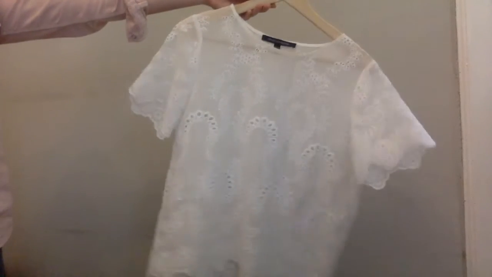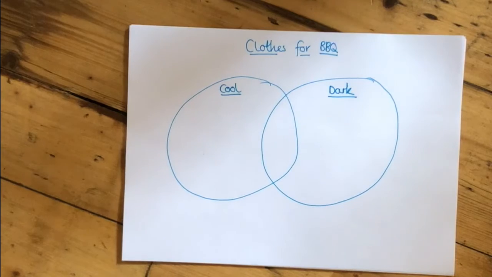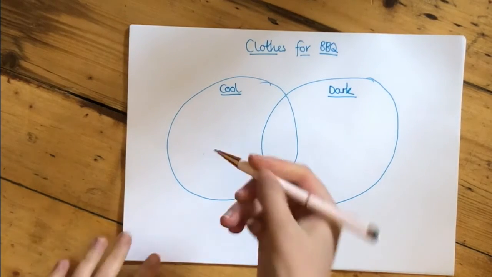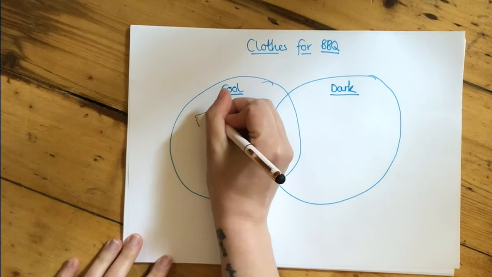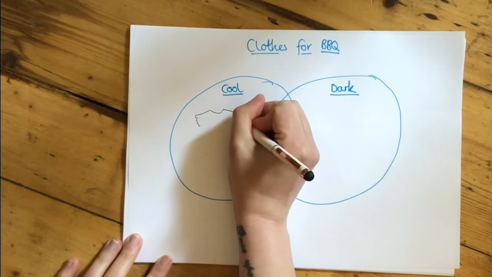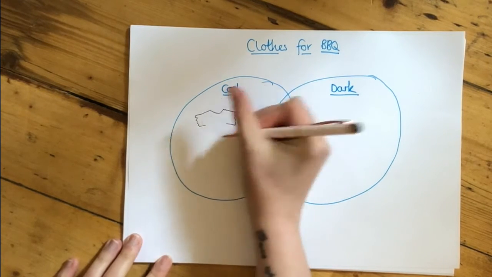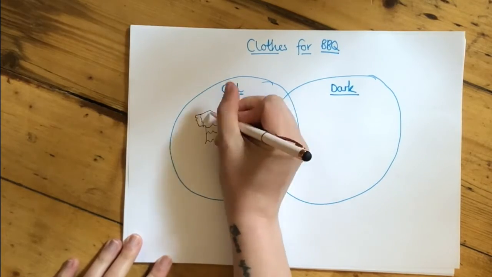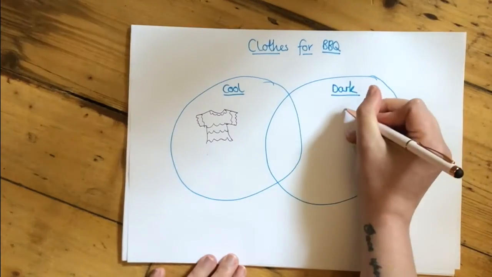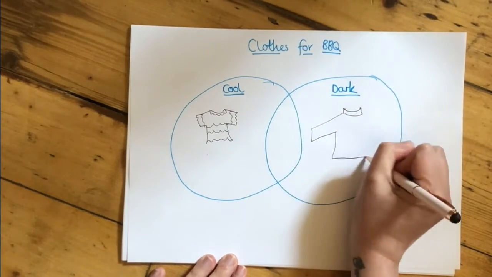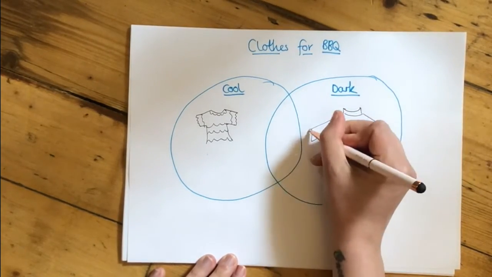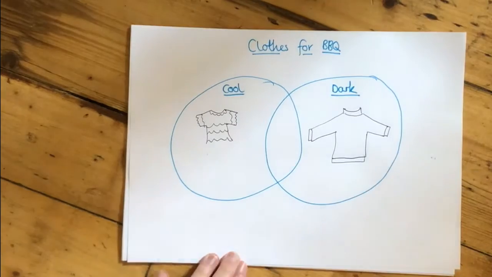So first I have this rather fetching white top. Now this top definitely keeps me cool, but it's not dark, so I'm going to put it in this circle over here that says cool at the top. Next up is this rather boring but functional black jumper. This definitely doesn't keep me cool, it actually warms me up, but it is dark, so it goes over here in this circle.